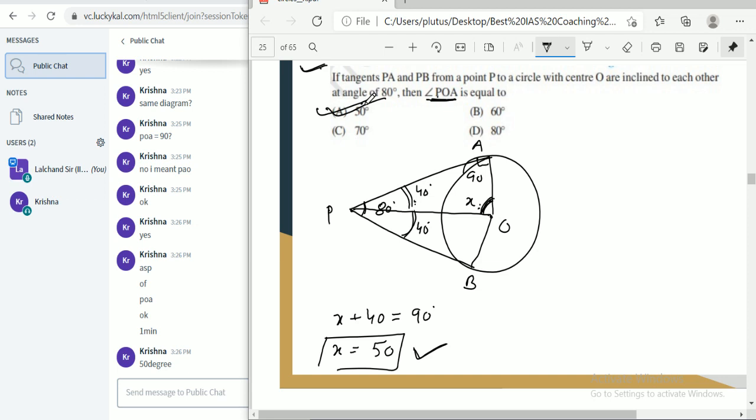Okay, so is there any doubt? No. Okay, fine. So you need to remember this thing. The line joining the external point and the center of a circle is the bisector of the angle made by the two tangents.